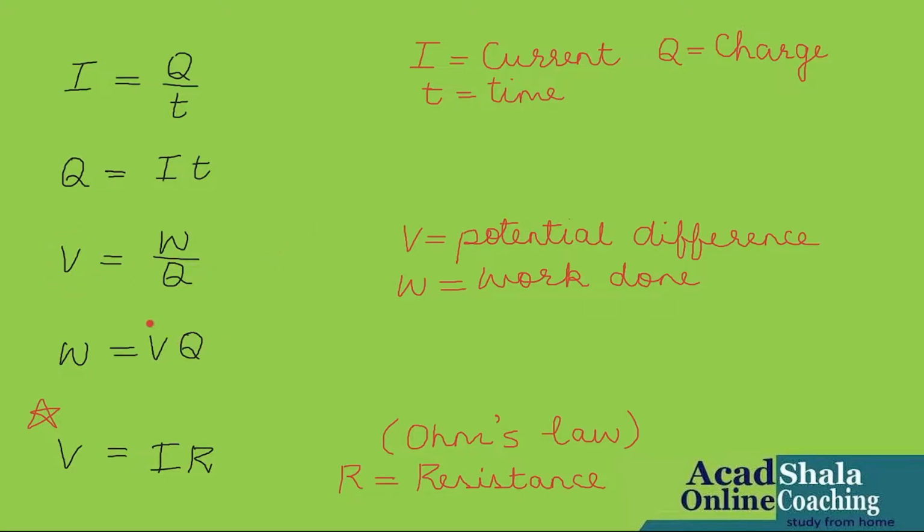If in the numerical potential difference and charge are given, then you can calculate work done. Now, how to create the formula for work done? Of course, from this king formula, we can create a new formula for work done. So from here, work done is equal to, cross multiplying, potential difference into charge. So this is the new formula created from this king formula.